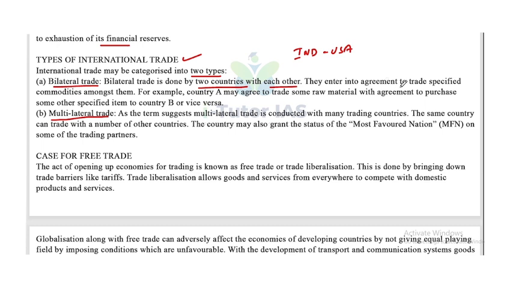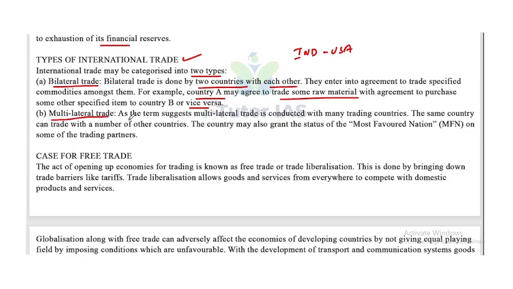They enter into agreement to trade specified commodities amongst them. For example, country A may agree to trade some raw materials with agreement to purchase some other specified items to country B or vice versa. Okay, so that is the bilateral trade, the trade between two countries.